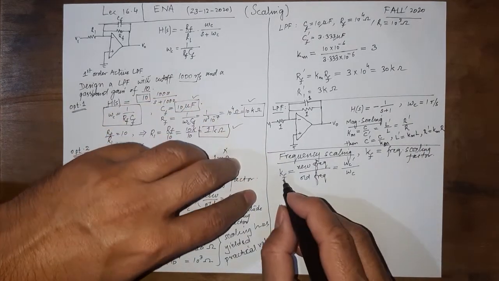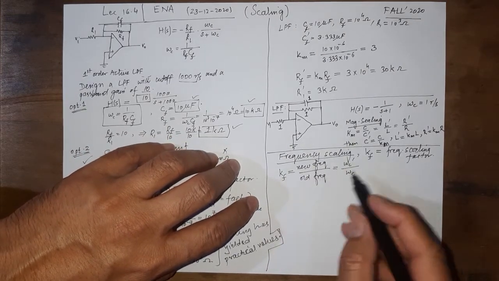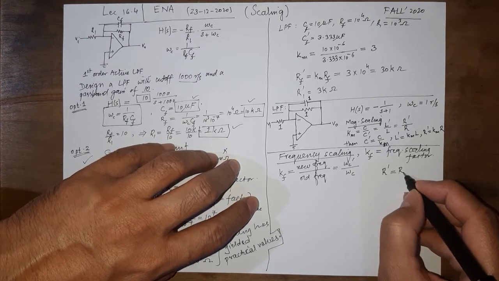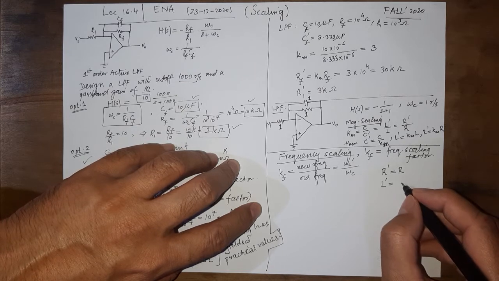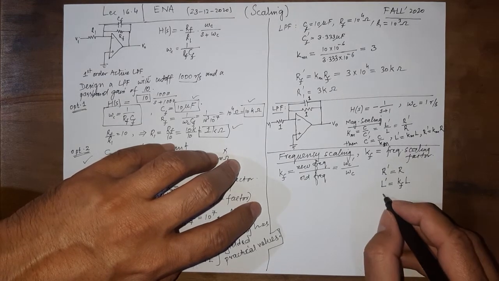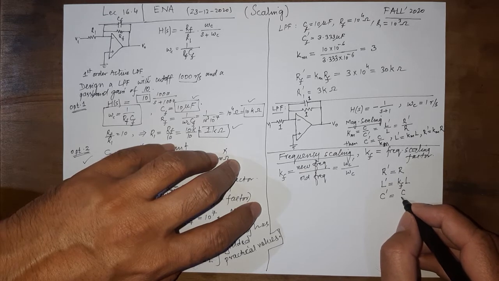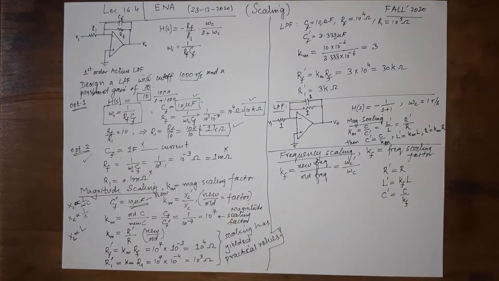But here you should know that frequency does not affect resistance. So the new R would be equal to the old R. The new L will be equal to the frequency scaling factor multiplied by L, and the new C would be equal to C over KF. These can be worked out and they are not difficult to compute.